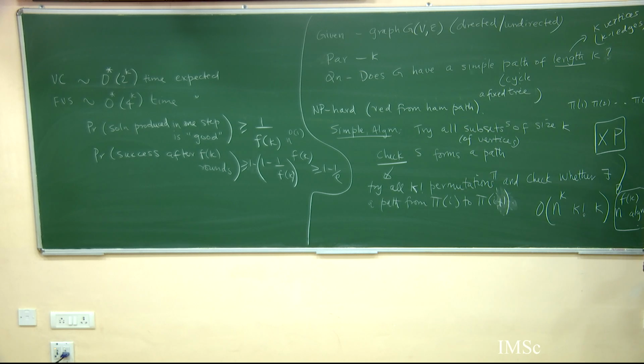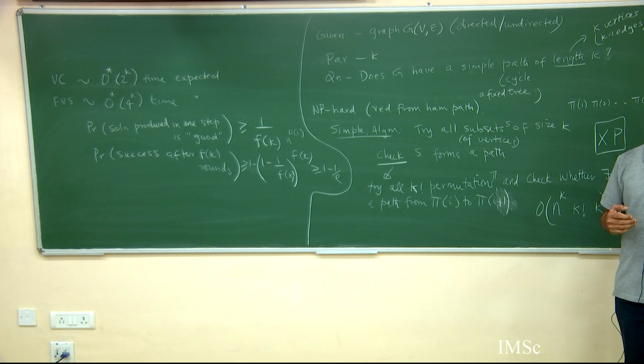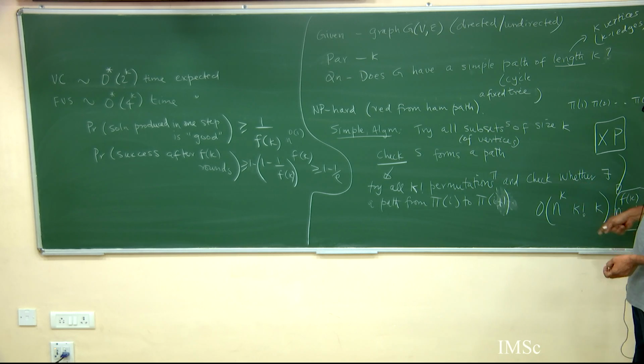So what would be a problem which doesn't even belong to XP? Did we see an example? 3 coloring, right? K coloring. You want to do K coloring, then you don't expect an n to the f of k algorithm, because even when k is 3, that would mean a polynomial time algorithm, and you don't expect it for 3 coloring. Okay, good. So you will hear more about these complexity classes tomorrow.